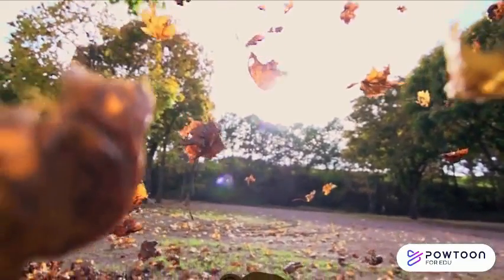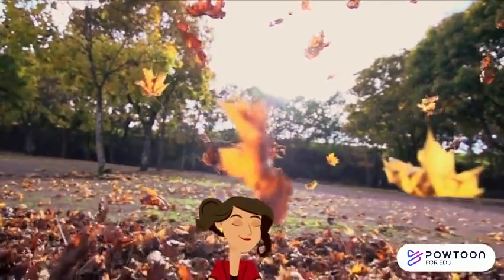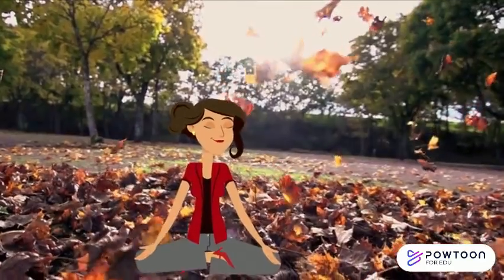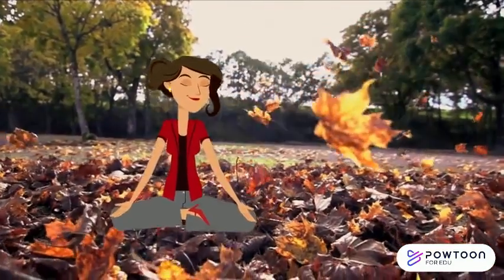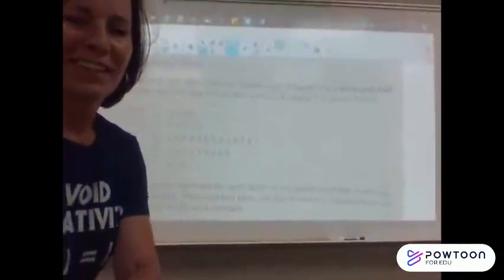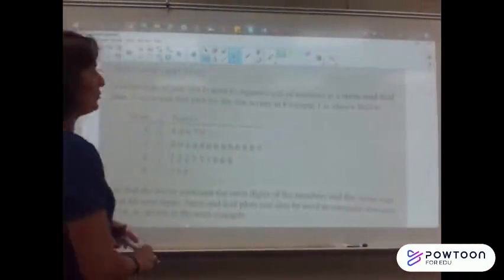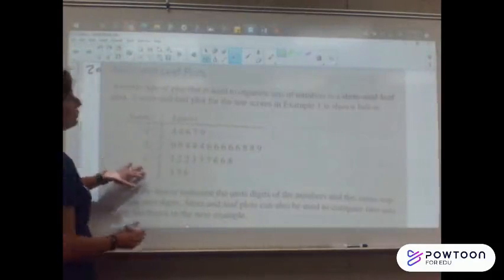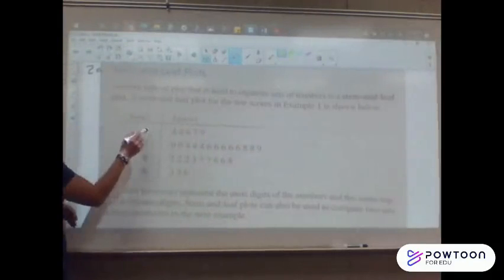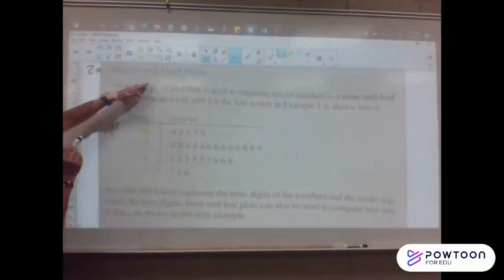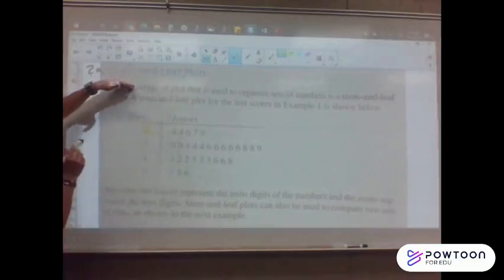And now for stem and leaf plots. Okay, the stem and leaf plots are a quick way to organize the data. So the stems represent the first digits of the number, and the leaves represent the second digits. So this is a stem and leaf plot for test scores.